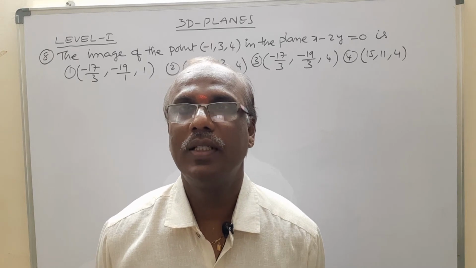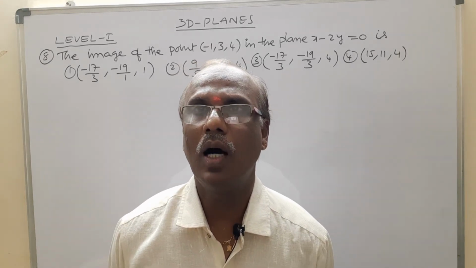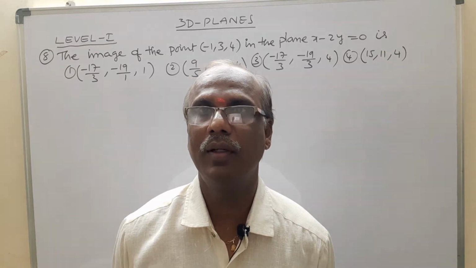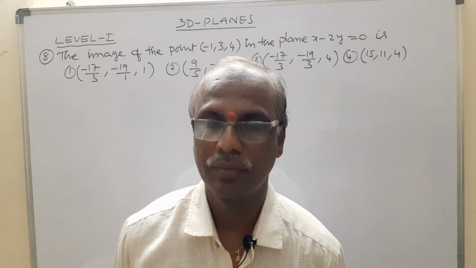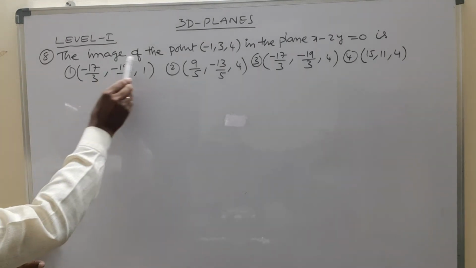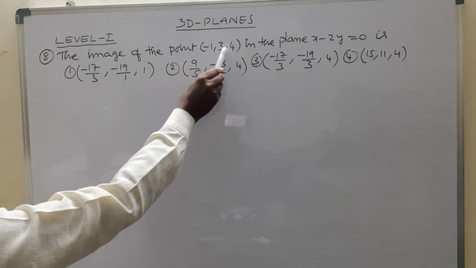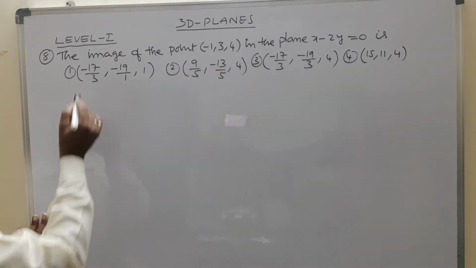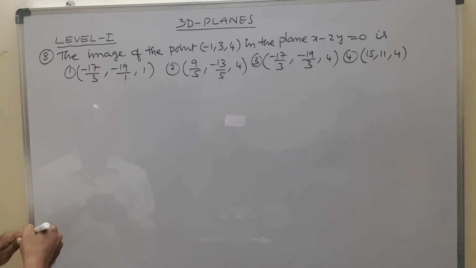In this video series, we discuss objective type questions in 3D planes, level 1 type questions. Question number 8. The image of the point (-1, 3, 4) in the plane x - 2y = 0. Here the four options are given.